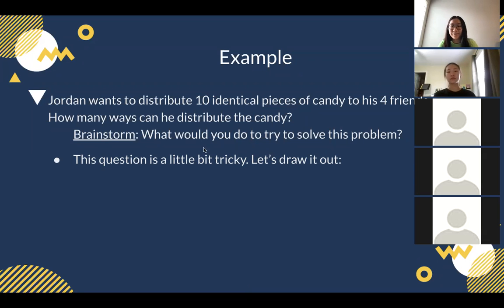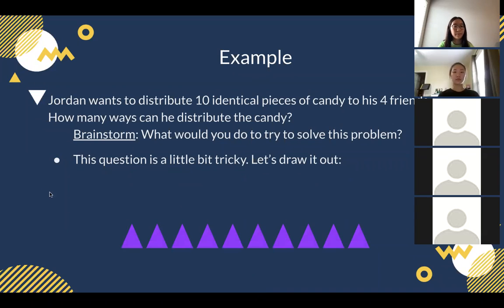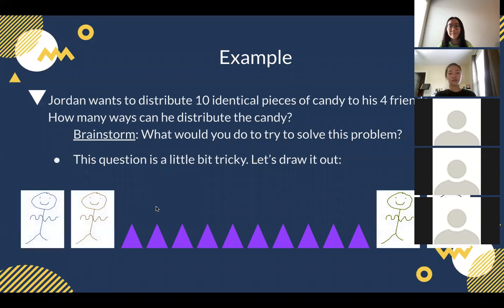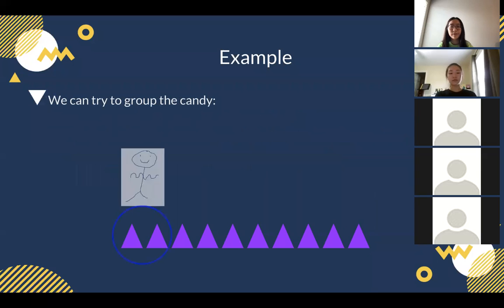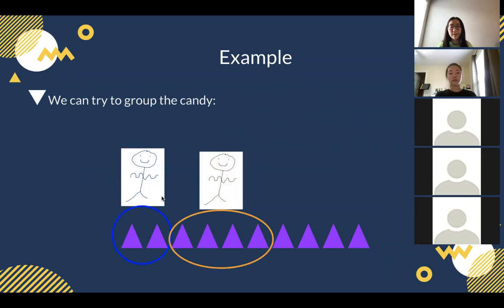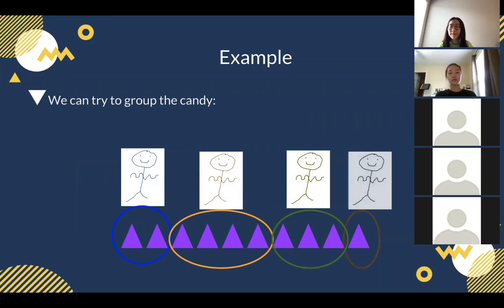These are great answers, everyone. So let's see what strategy we can use to break down this problem into a simpler way. Here are Jordan's 10 pieces of triangle candy, and here are Jordan's 4 friends. We're going to try to group the candy between them. This blue guy is going to get 2 pieces, orange guy is going to get 4 pieces, green guy gets 3 pieces, and then dark orange guy gets only 1 piece.